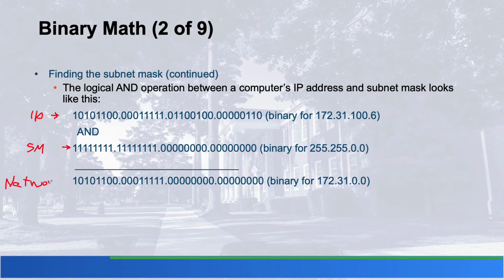So the reason we're doing this ANDing is to figure out which network this computer's on. The reason we need to figure out which network the computer's on is we need to know whether we need to send it over the internet or if I'm going to deliver it locally on the same network that I'm on right now. So the subnet mask is very important.